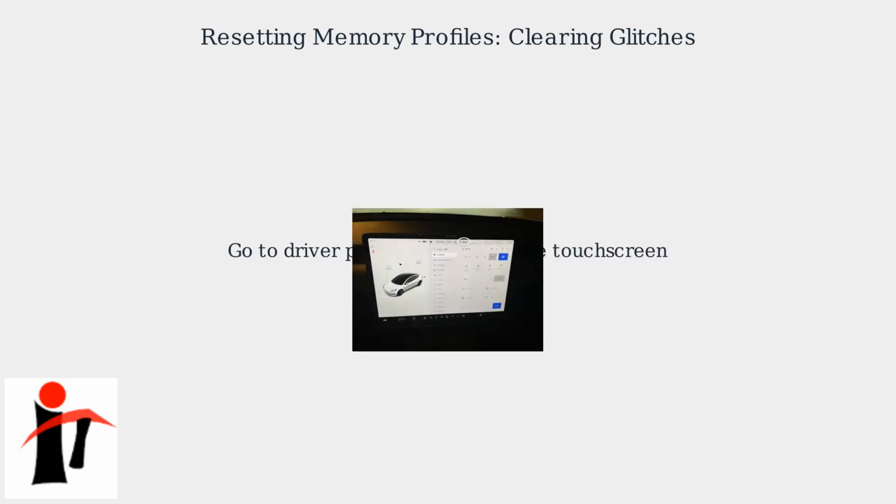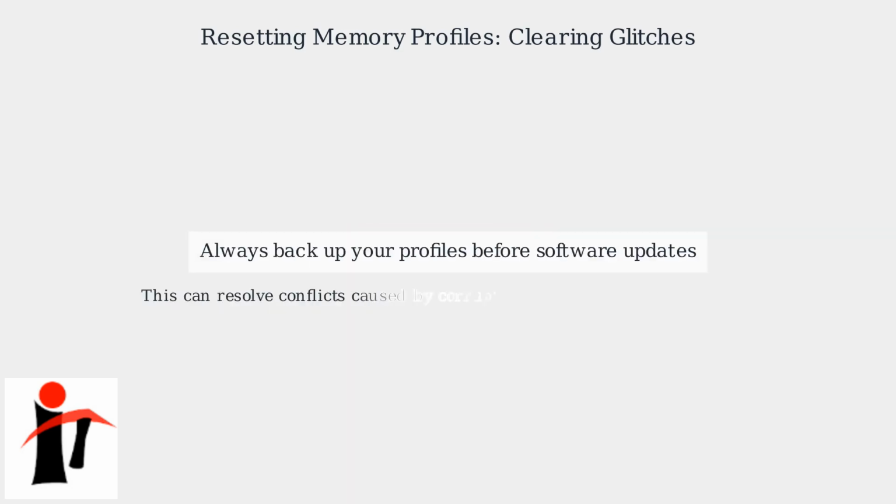Memory profile issues can cause erratic seat behavior. To reset, go to the driver profile settings on the touchscreen. Delete and recreate your profile, or try linking your profile to the key fob. This can resolve conflicts caused by corrupted EEPROM in the seat module. Always back up your profiles before software updates.